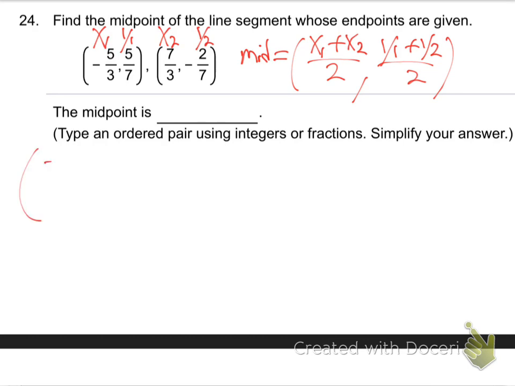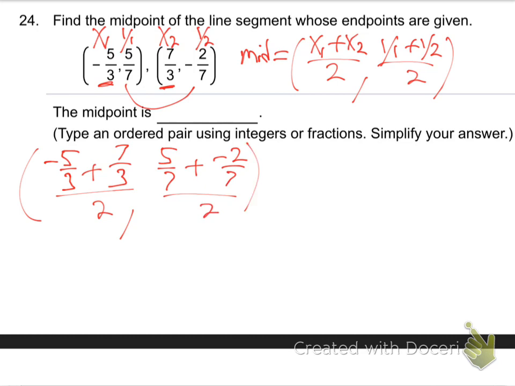So negative 5/3, this one plus that one, plus 7/3 divided by 2. And then these two guys, 5/7 plus negative 2/7 divided by 2, which equals what? 2/3 divided by 2 and 3/7 divided by 2, which is kind of weird looking.